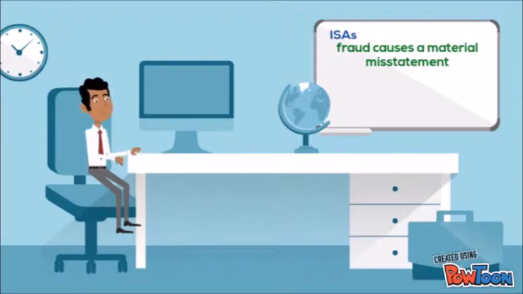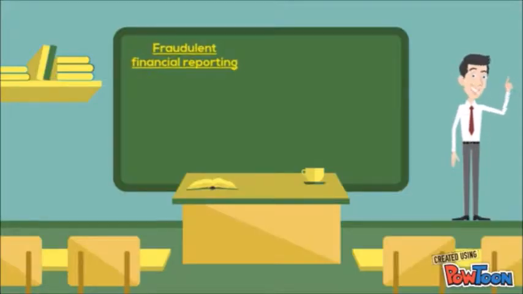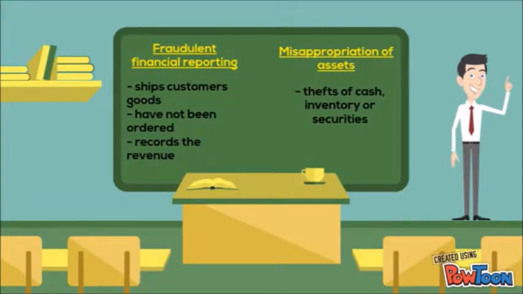Two types of intentional misstatements relevant to the auditor are misstatements resulting from fraudulent financial reporting, and misstatements resulting from misappropriation of assets. An example of fraudulent financial reporting is a company that ships customers goods that have not been ordered and then records the revenue as if it met all the criteria for revenue recognition. Examples of misappropriation of assets are thefts of cash, inventory or securities.